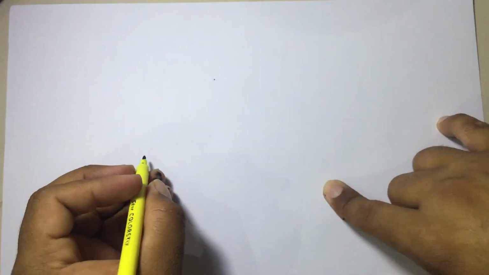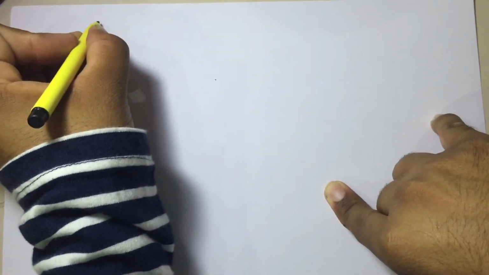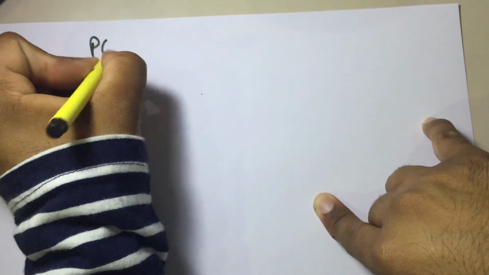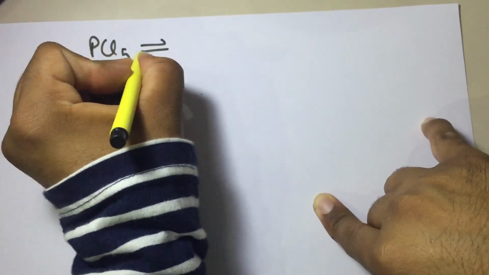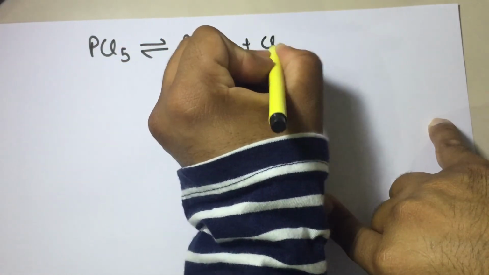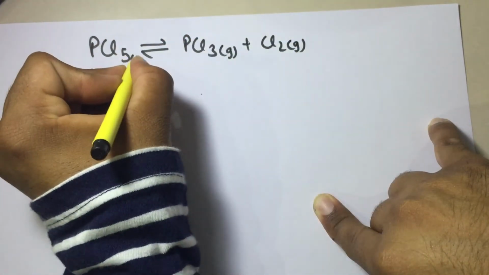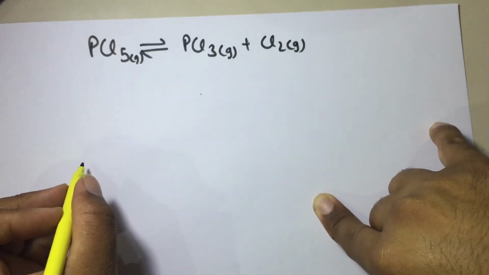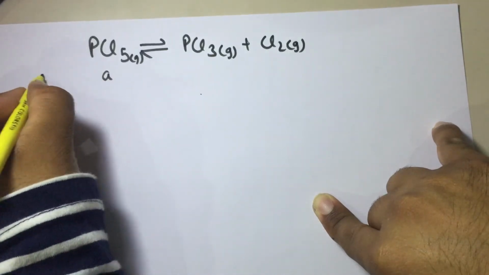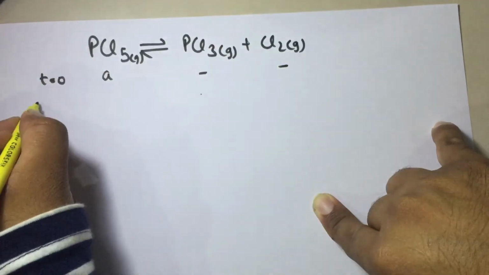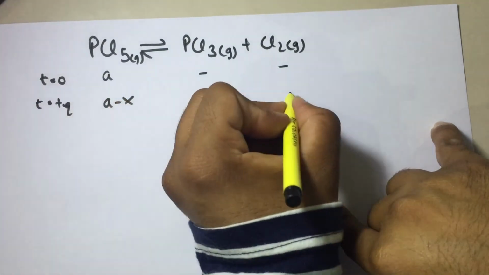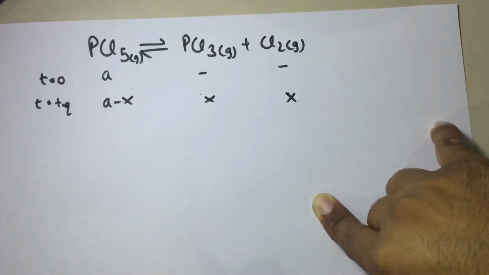So let's take a reaction, PCl5, dissociation of PCl5. So we all know that PCl5 dissociates into PCl3 gas plus Cl2 gas. Here we have gas. Okay. Now we write initial moles A at t equals 0, A 0 0, or at equilibrium it will become A minus x, and PCl3 and Cl2 will also become x.